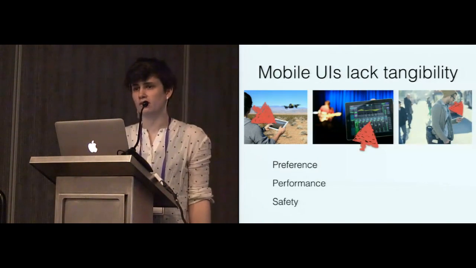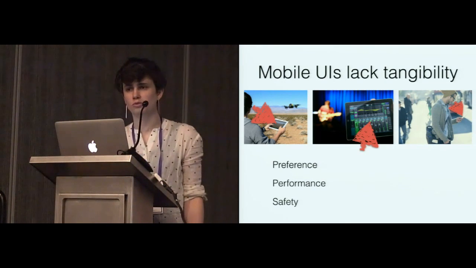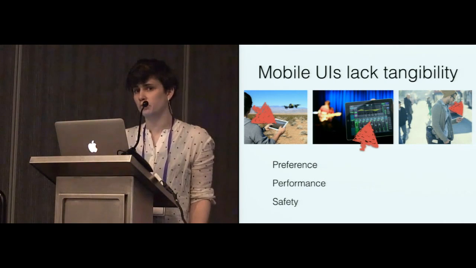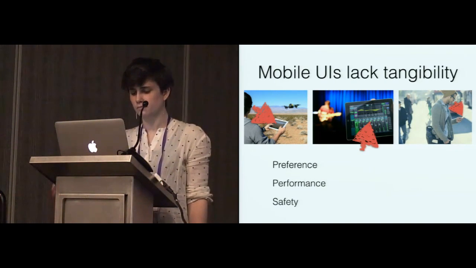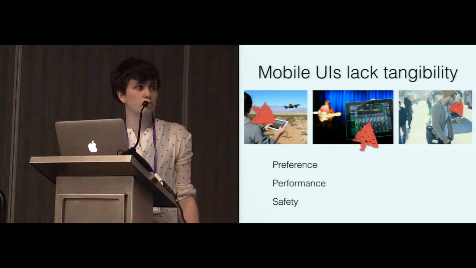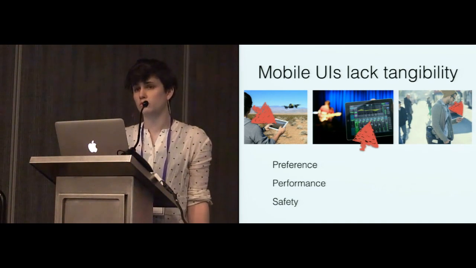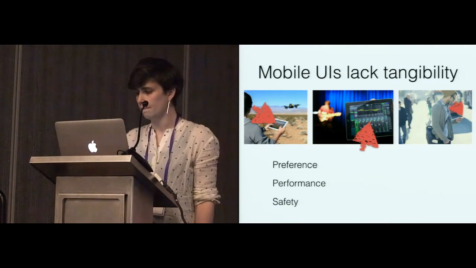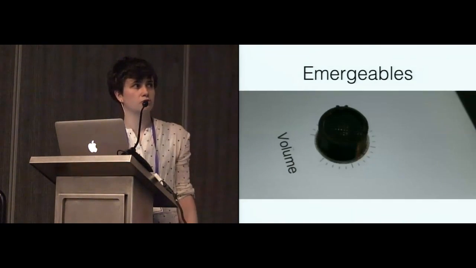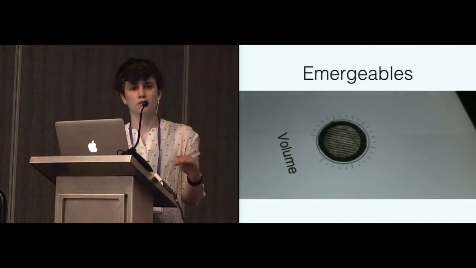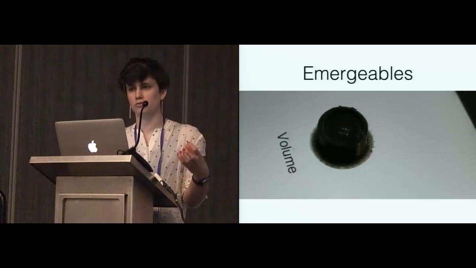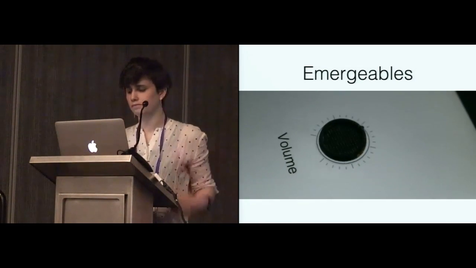But what happens very often is that we need to look at our mobile graphical interfaces because otherwise we don't have much feedback except the visual one. So this often results in low preference, low performance, but sometimes also low safety. So our concept idea to cope with that was the introduction of emergeables, that is, from the graphical widget, having a tangible widget that emerges from the screen for the user to use it.